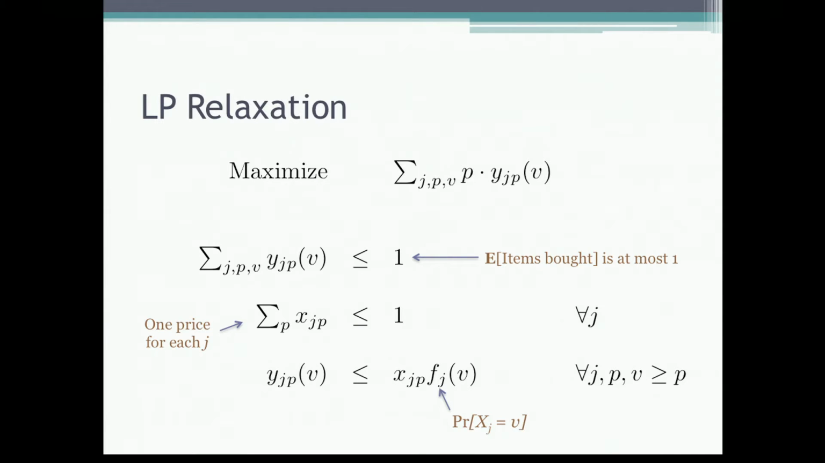And this constraint is essentially saying that, look, if the agent bought item j at price p and his value was v, then two things must have happened. The price of j must have been p, and the value for j must have been v, and these two events must be independent, right? Because the seller is posting the prices before observing any values. And this constraint is only over values bigger than the price, because otherwise this quantity is just 0.